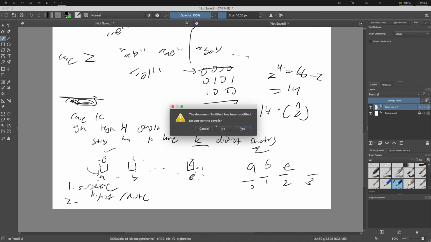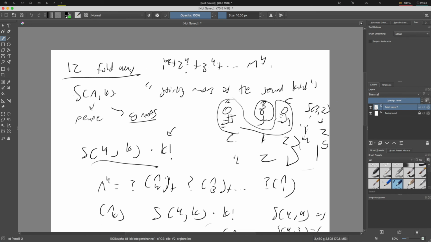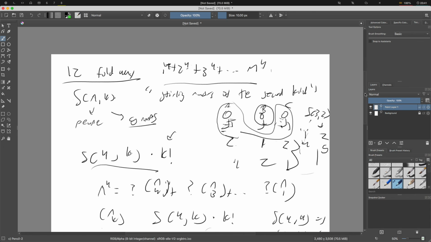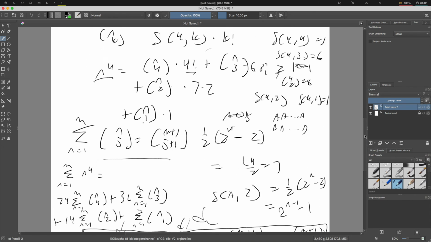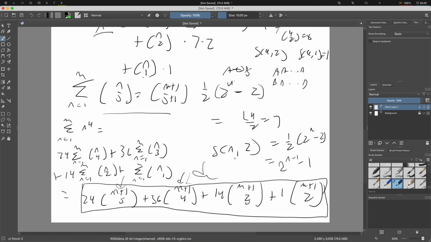And at the end of it all, we have this 1 to the 4th plus 2 to the 4th plus 3 to the 4th up to m to the 4th. We have this identity that we got from imagining strings and combinatorics. So I thought this problem was very interesting.